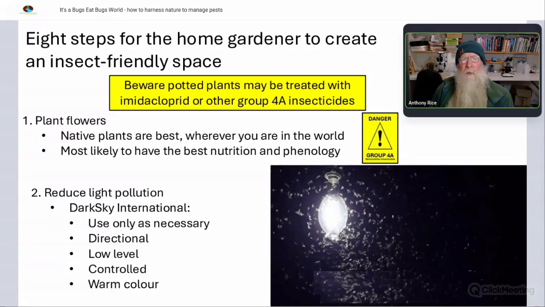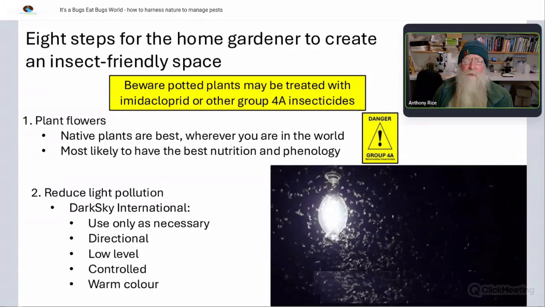But there's one thing that we really need to be very aware of in this, and to me, it's quite upsetting. It's the fact that the potted colour, the very plants and flowers that you go to buy from your nursery, may be treated with imidacloprid or other group 4A insecticides at higher rates than are allowed in agricultural settings. They can be used as soil drenchers in a way that's unprecedented.